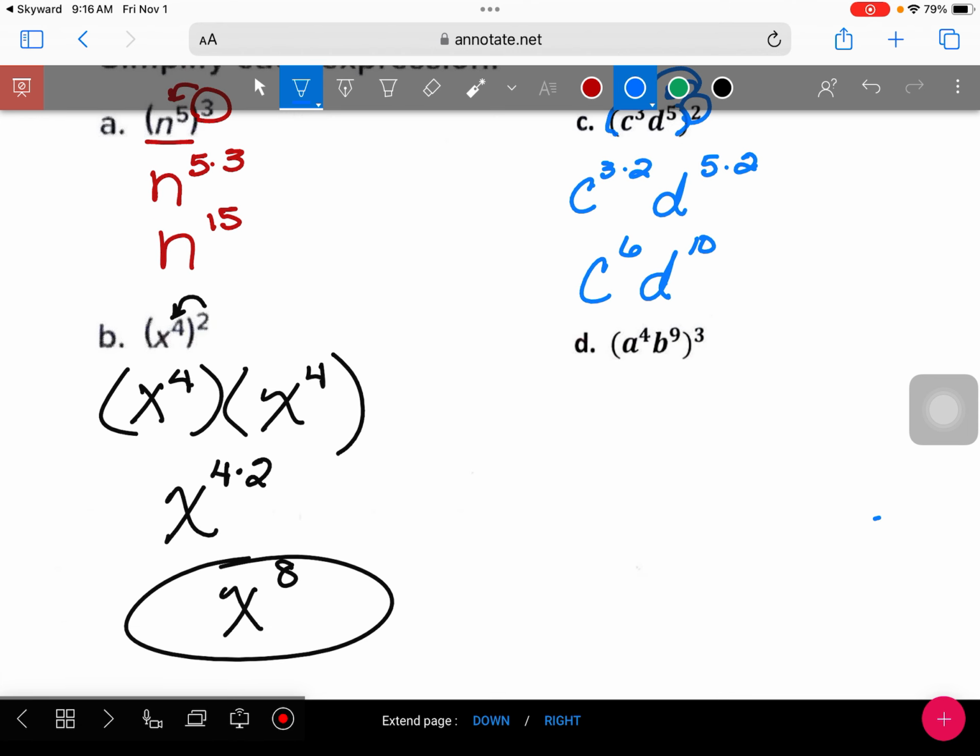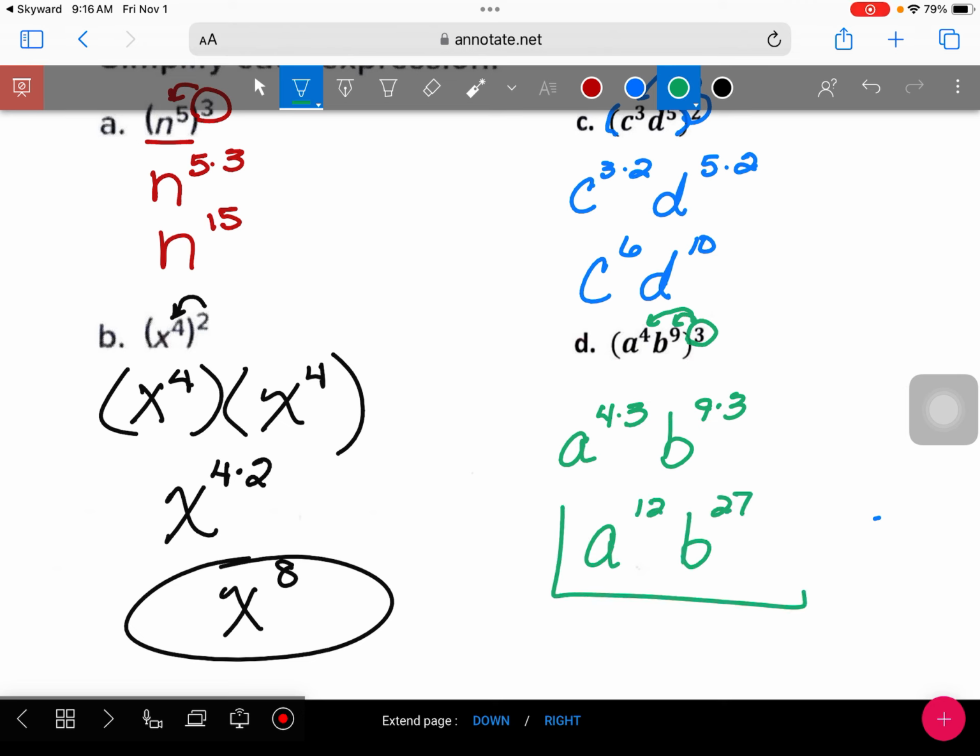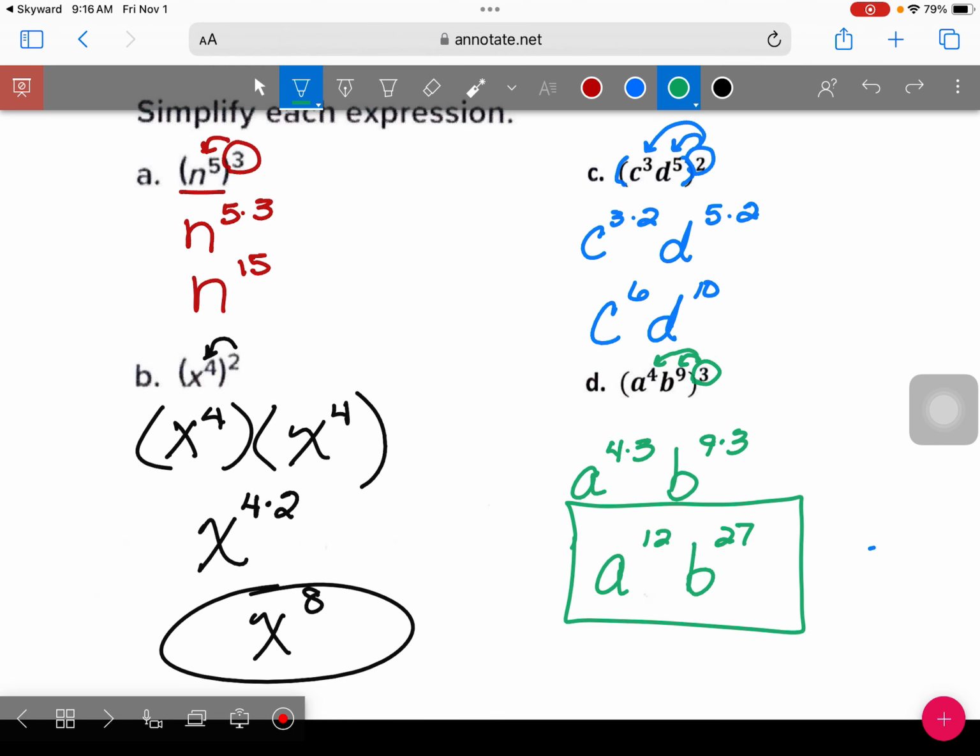All right, so letter D, here is my 3, and it is getting distributed with every other exponent, so that is a to the 4 times 3 and b to the 9 times 3 gives me a to the 12th, b to the 27th. Questions on that? Flavin, can I help you? Okay, you're good. You looked a little puzzled.